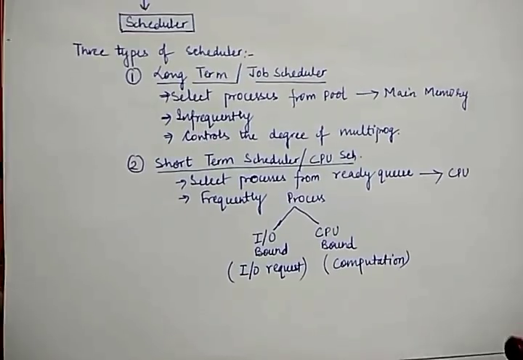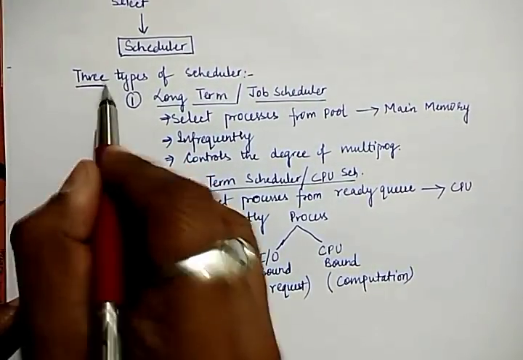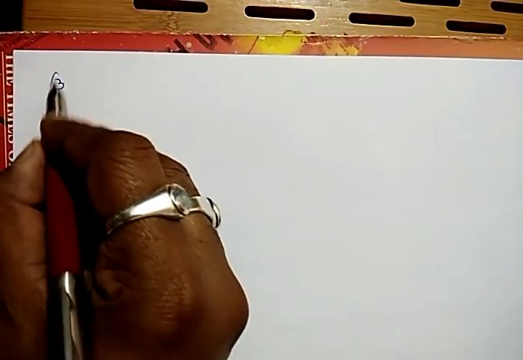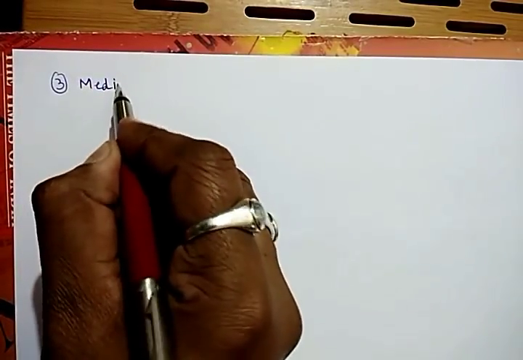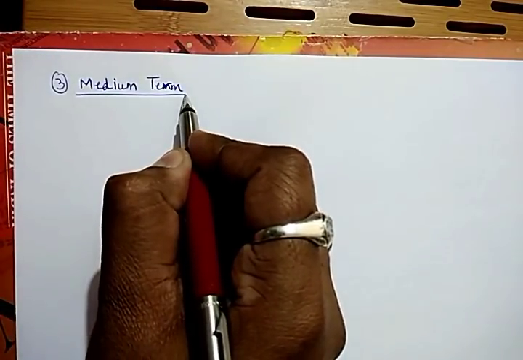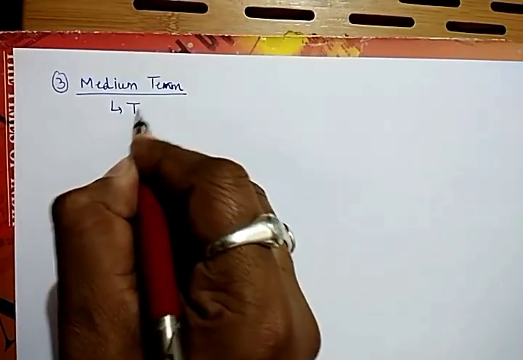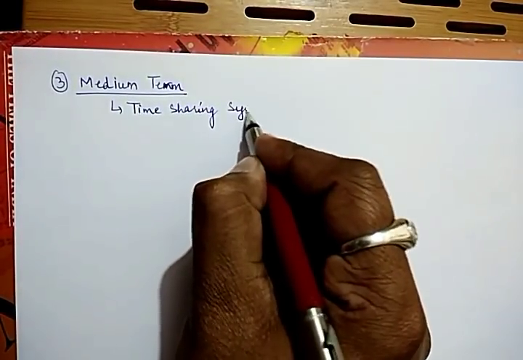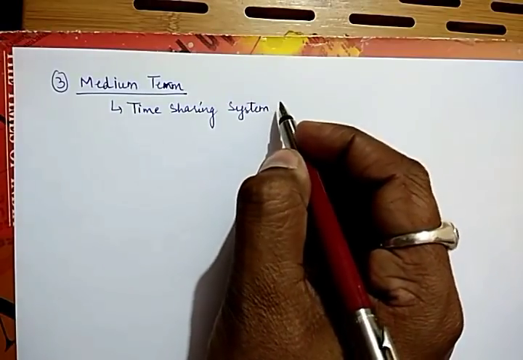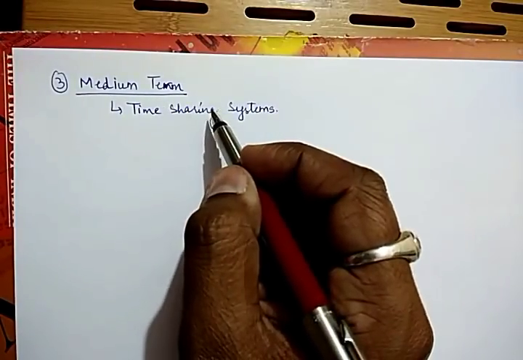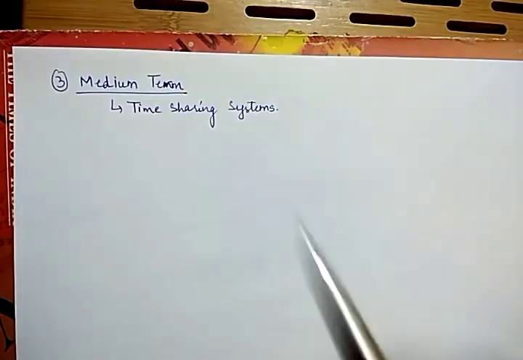So these are the two major types of schedulers, but we have one special category of scheduler, sometimes called the additional scheduler or medium-term scheduler, which is sometimes considered the third type of scheduler. This is specially used in time-sharing systems, the systems which execute processes on the basis of time. So these add an intermediate level of scheduling.